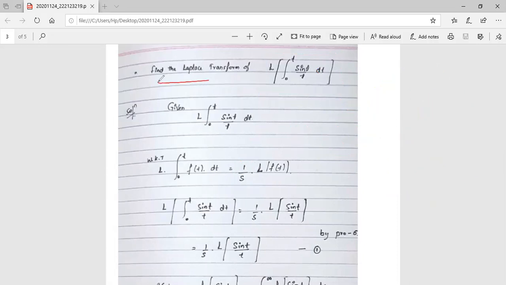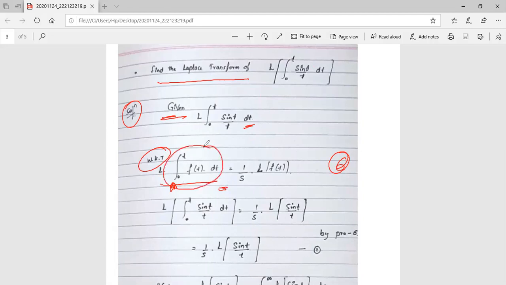So now we will solve this function. One problem, one example here: find the Laplace transformation of the integral from 0 to t of sin t by t into dt. Solution: first I will write the given expression, that is the Laplace transformation of the integral from 0 to t of sin t by t into dt, as it is. We know property number 6, the Laplace transformation of the integral property. According to the definition, the Laplace transformation of the integral from 0 to t of f of t dt is equal to 1 by s into the Laplace transformation of f of t.